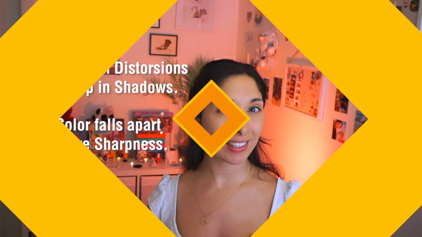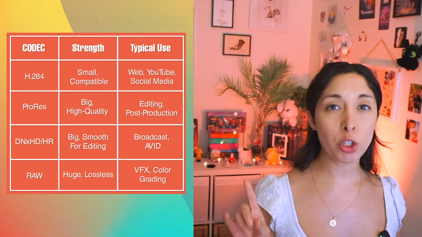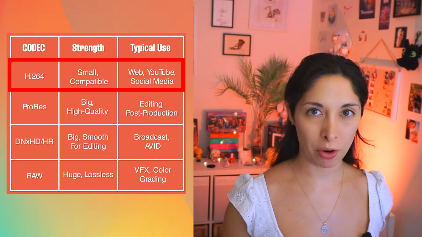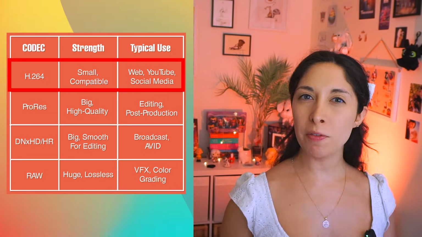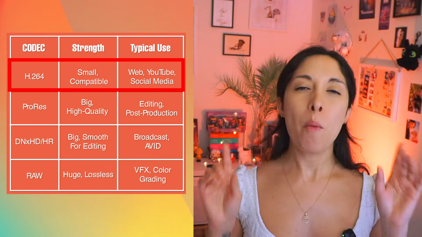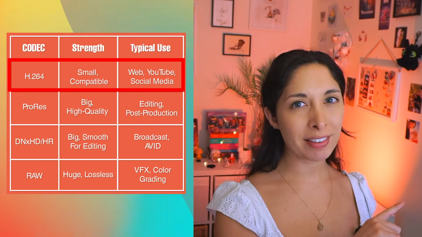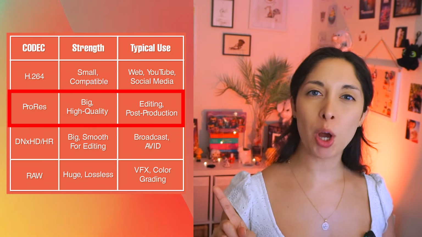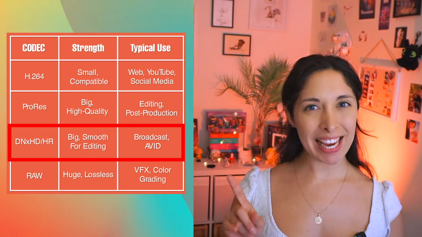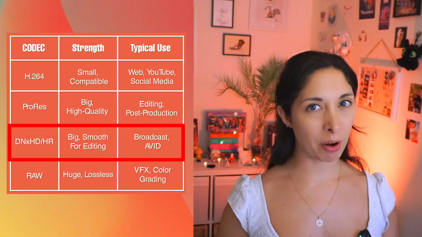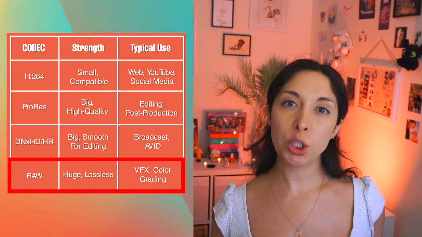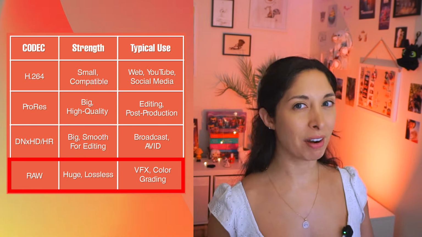So here's a quick guide for the most common codecs that we use. First of all, we have H.264, which is mostly compatible for YouTube videos and social media content. Like this very video that you're seeing right now was actually compressed using H.264. Then we have ProRes, which is most commonly used for editing and post-production. Then one of my favorites is DNxHD, which is mostly used for Avid workflows and broadcast. And finally, we have raw footage, which is mostly used for visual effects and color grading.